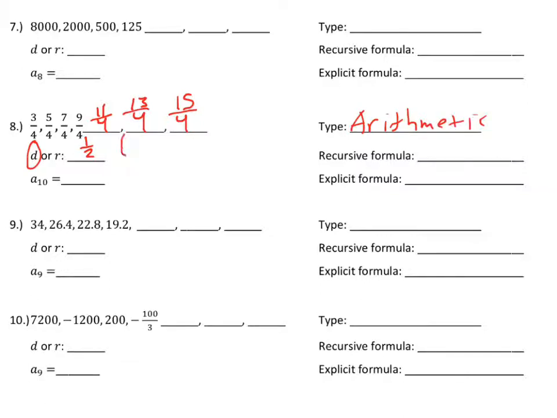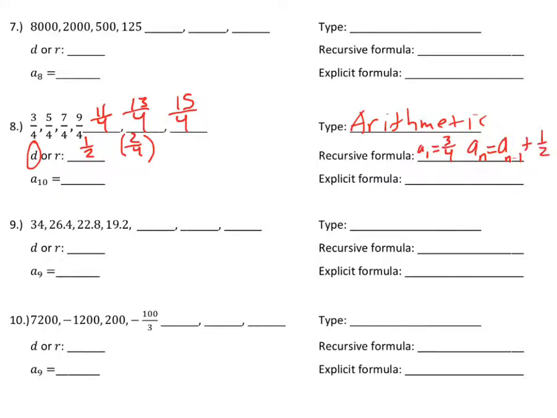I'll put in parentheses here that that's 2 fourths, because that's what you're adding each time. If you want the recursive formula, you're going to start at 3 fourths, so I'll put that first this time. So the first number in the sequence is 3 fourths. And the pattern is every number is the previous one, a sub n minus 1, plus 1/2.